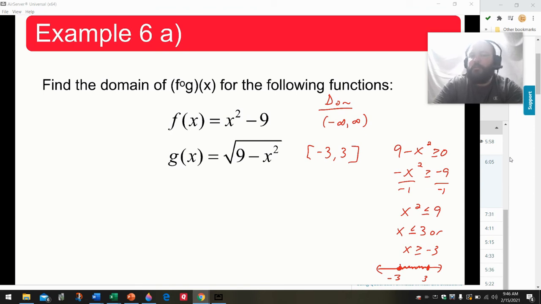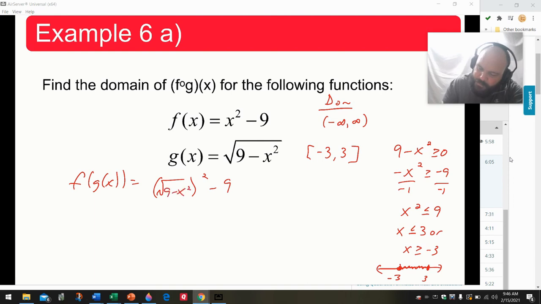So you can see the first function does not have any domain restrictions. The second function does. So we need to keep that in mind. So now I'm going to go ahead and do the composition. So f of g of x is equal to f of x, which is x squared minus 9. And then in place of that, I'm going to do square root of 9 minus x squared, just like that.